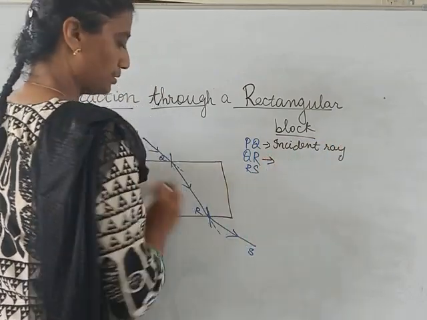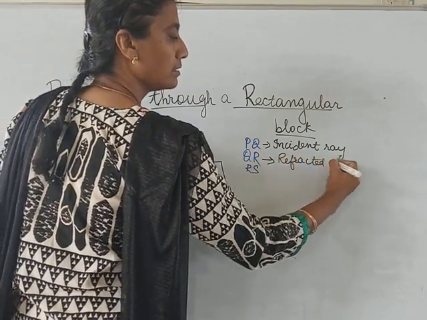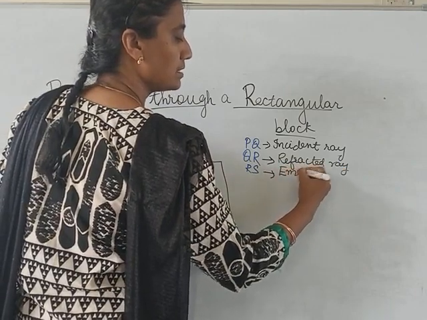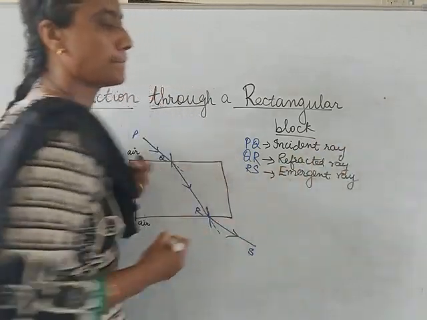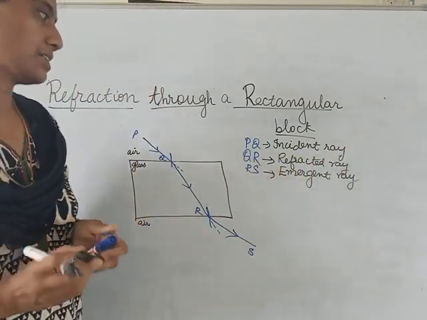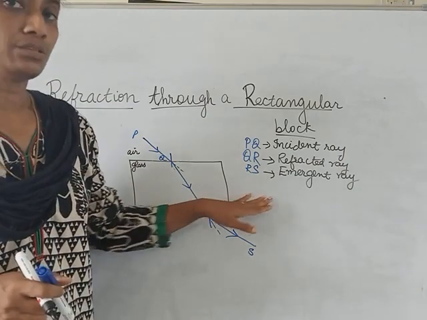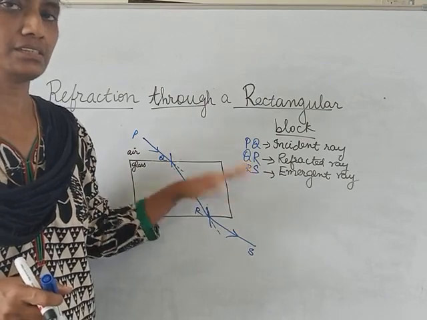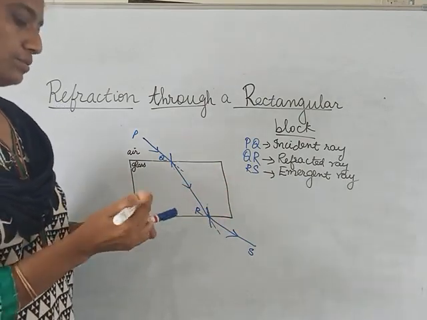QR is the refracted ray, and RS is the emergent ray. Okay, RS is the emergent ray. It will be good if you can pause your video and keep drawing along with me, children. Then you will understand it better.